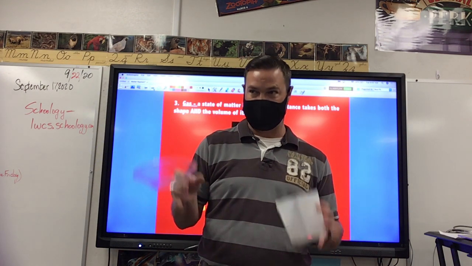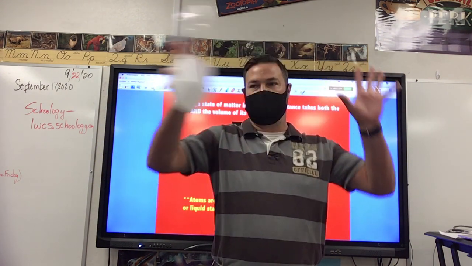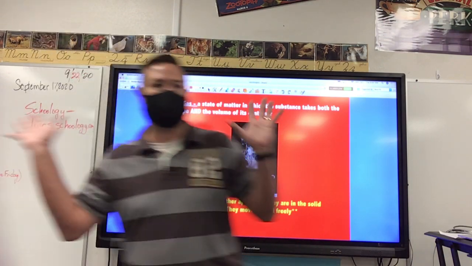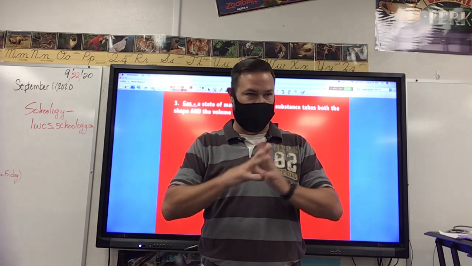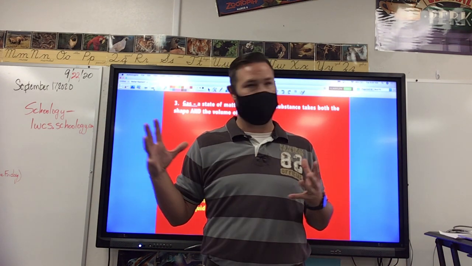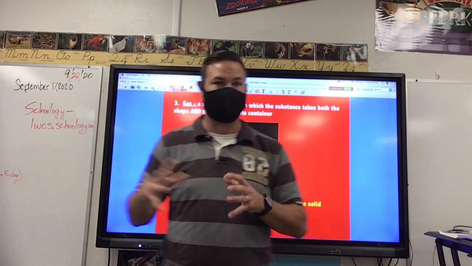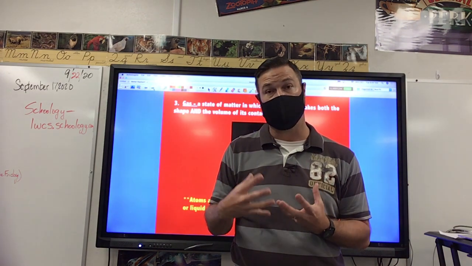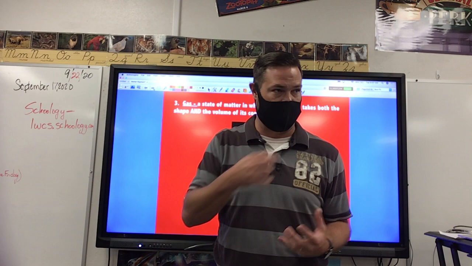Because the gas that's in here will fill up the container. So it's going to take the shape of the container. No matter what the size container is, that gas will fill up the container. Okay? And it's also going to fill it up, so that's how much volume is going to be in there. So the volume will also change and be the shape of the container.